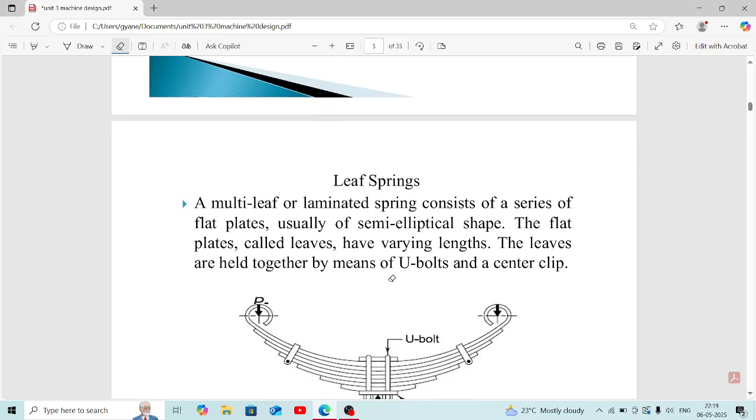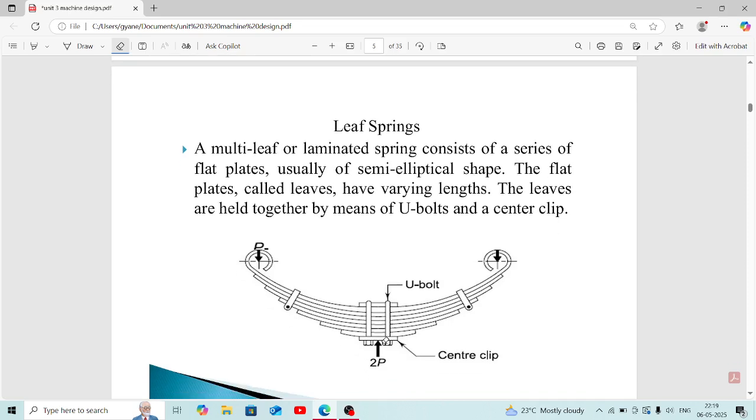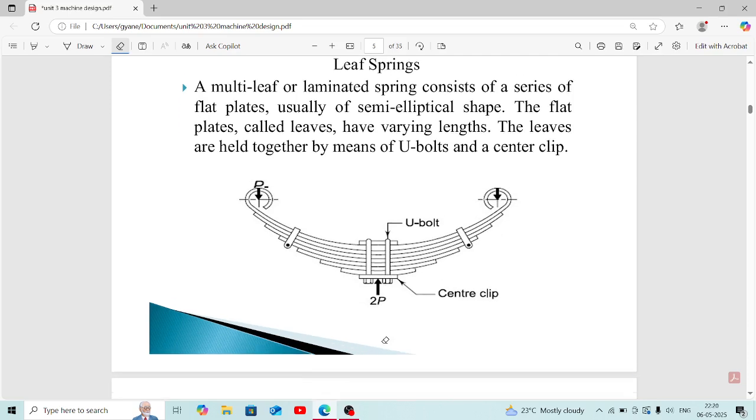The fourth one is the leaf spring. A leaf spring is used in a tractor or heavy vehicles. In a tractor trolley, you see this type of spring above the tire. It is a multi-leaf or laminated spring, consisting of a series of flat plates, usually of semi-elliptical shape. The flat plates are called leaves, having varying lengths. The leaves are held together by means of U-bolts and center clips. This is the center clip and this is the U-bolt, which clamp the leaves in a semi-elliptical shape.